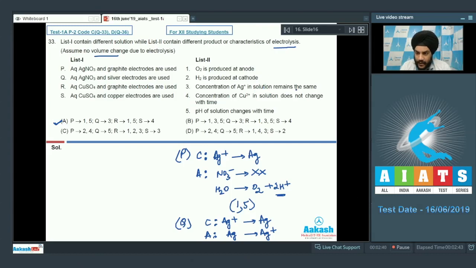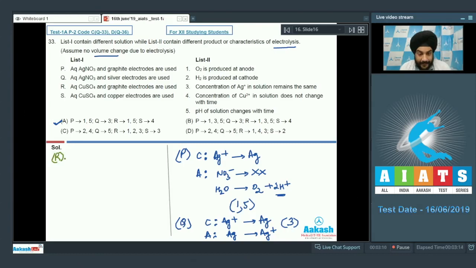Concentration of Ag plus in solution remains the same. This is correct, students. The amount of Ag plus lost to form Ag at the cathode is compensated by the Ag plus from the anode. So concentration of Ag plus will remain constant in the solution. Fourth is again irrelevant to this case, and the pH of the solution will not change with time. So Q will be matched with only 3. We can now look at option R.